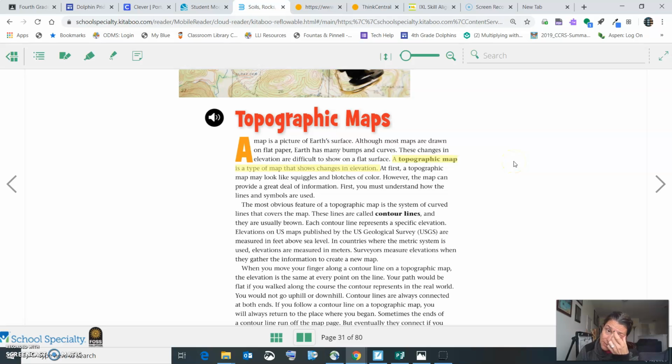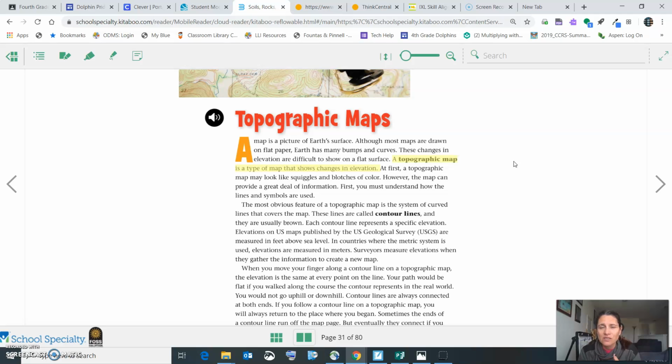Alright, so this map shows us the changes in elevation. And what that means, elevation is how high something is or how low something is. So these maps will show you the different landforms by telling you if they're high or if they're low, and we're going to get better at reading them and what those lines mean. At first, a topographic map may look like squiggles and blotches of color. However, the map can provide a great deal of information. First, you must understand how the lines and symbols are used.